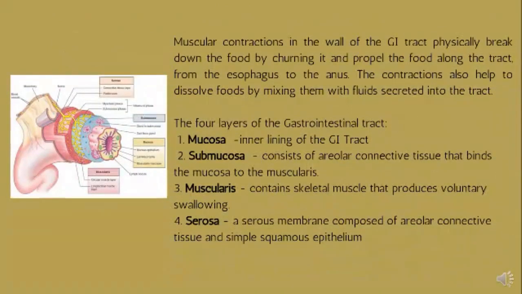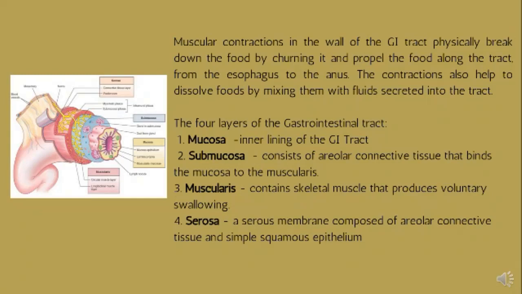From what we all know, the GI tract contains food from the time it is eaten until it is digested and absorbed or eliminated. Muscular contractions in the wall of the GI tract physically break down the food by churning it and propel the food along the tract, from the esophagus to the anus. The contractions also help to dissolve foods by mixing them with fluids secreted into the tract.